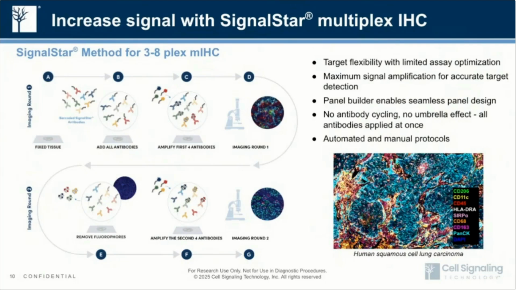Again, we have that maximum signal amplification for accurate target detection for targets that are expressed in low abundance and may not be able to be detected accurately by direct immunofluorescence or indirect immunofluorescence. There's a panel builder that enables seamless panel design that you can find on our website. The antibodies are all added at once in the first step of the protocol. Therefore, there is no antibody cycling and there's no concern for umbrella effects that can often be seen with TSA type technologies. In addition, there are automated and benchtop protocols for the SignalStar assay.